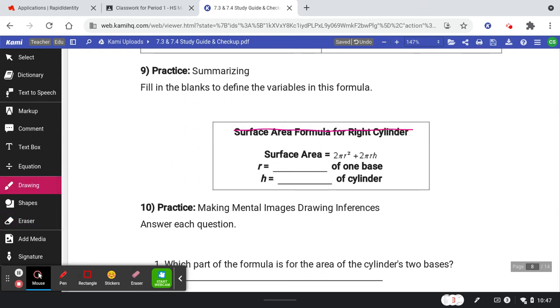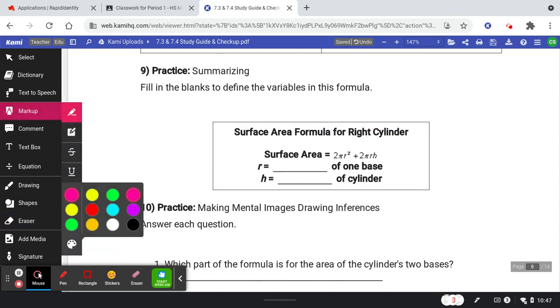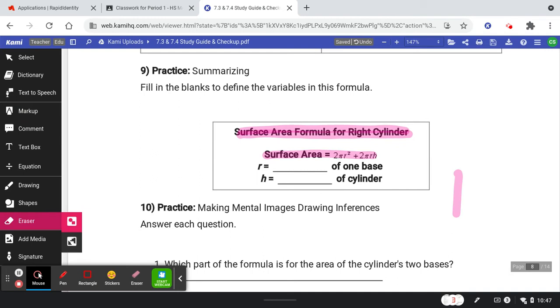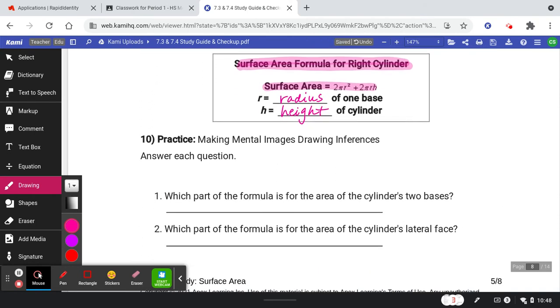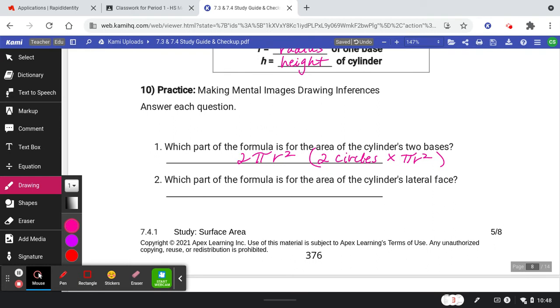This is surface area for a right cylinder. And here's this formula. So now we're back to the circles chapter from last chapter, where we're going to start seeing things about a radius, etc. So radius is going to be right here, and height is our h. Which part of the formula is for the area of the cylinder's two bases? That's the 2 pi r squared. That's because there are two circles times the area of pi r squared. Which part of the formula is for the area of the cylinder's lateral face? We take the perimeter times the height, so it's 2 pi rh. That's the part of the formula for the lateral face.